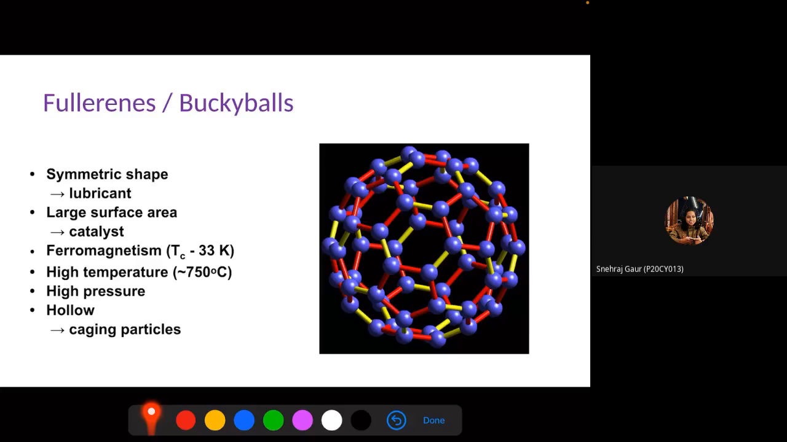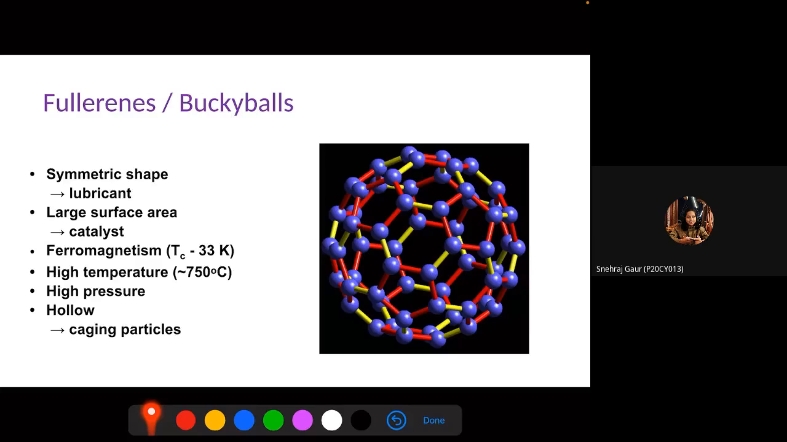But these are all still lab-based. All these applications that have been proposed have not really been translated into a real industrial scale application yet.